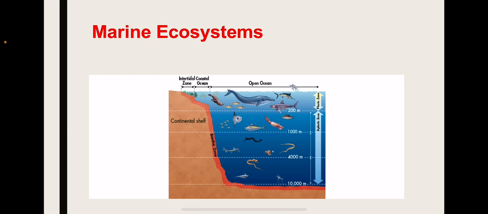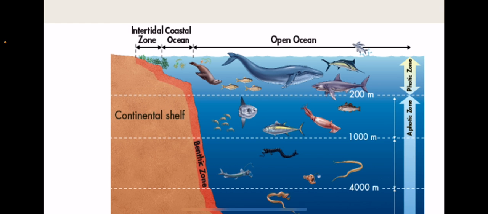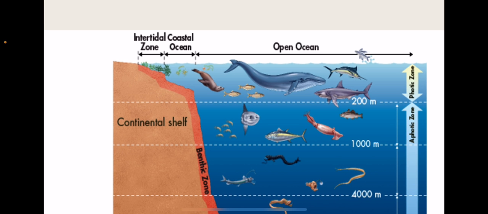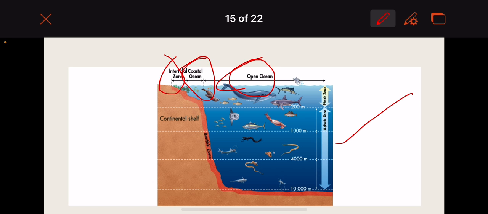That is the diagram that shows you the intertidal zone on the left, the continental ocean on the right, and the open ocean, how large it is, as you see, guys. I am zooming in to see it with you. Okay, intertidal zone, coastal ocean, open ocean.